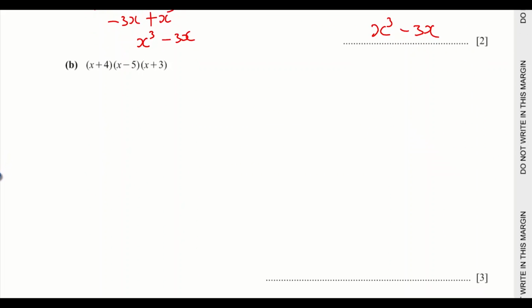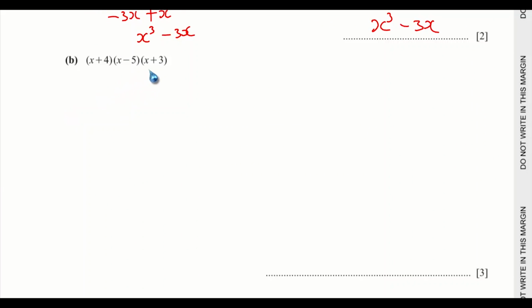Then part B, x plus 4 into x plus 3. So we need to expand this. Let's do this 2. This 2 will give us x times x, that will be x squared, minus x times 5, 5x.